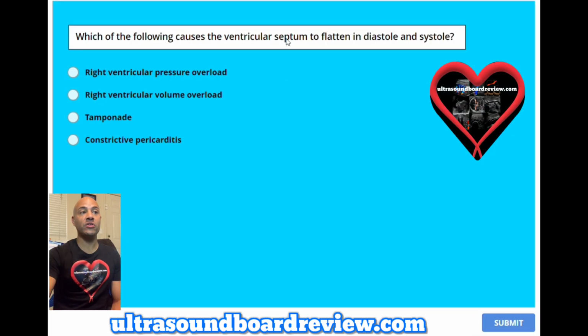Which of the following causes the ventricular septum to flatten in diastole and systole? A, right ventricular pressure overload, B, right ventricular volume overload, C, tamponade, or D, constrictive pericarditis. The answer is A, right ventricular pressure overload.